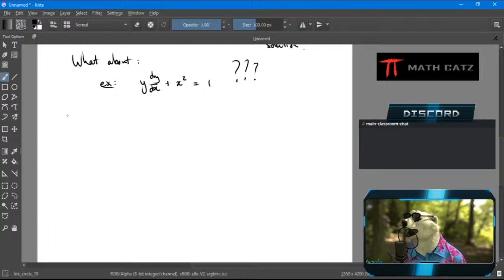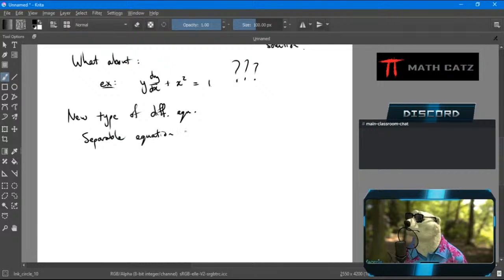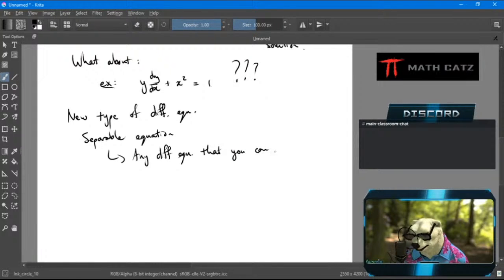So what we're going to do is branch out to and expand on what we have, and identify a new type of differential equation. It's going to be a separable equation. That's going to be its name. And what that is going to be is any differential equation that you can write in the form dy/dx. Now, of course, the variables could be different, but the idea is the same. That doesn't really matter here.